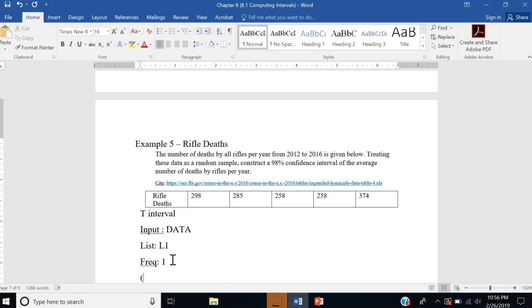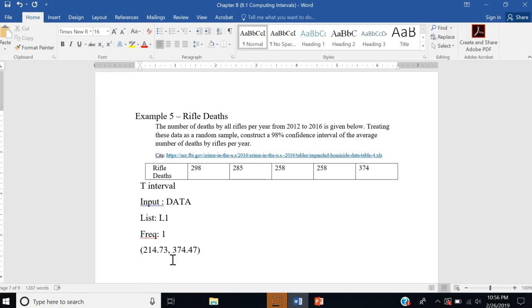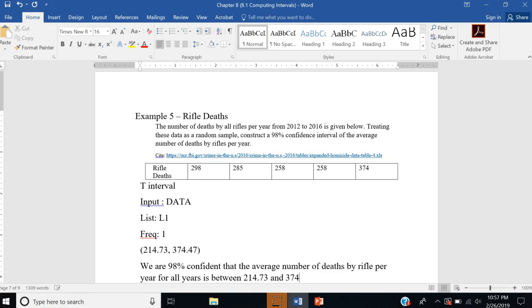When I go to calculate this, I get 214.73 up to 374.47. And the interpretation would be we are 98% confident that the average number of deaths by rifle per year for all years is between 214.73 and 374.47.